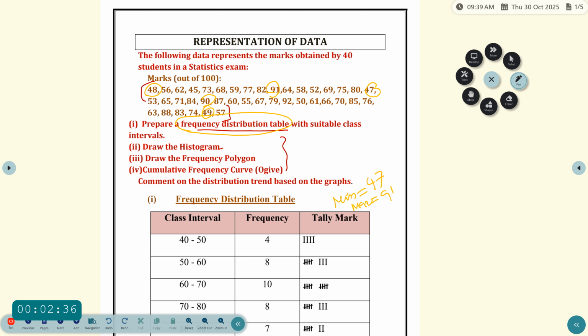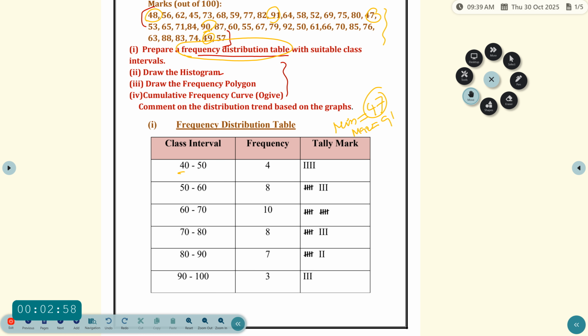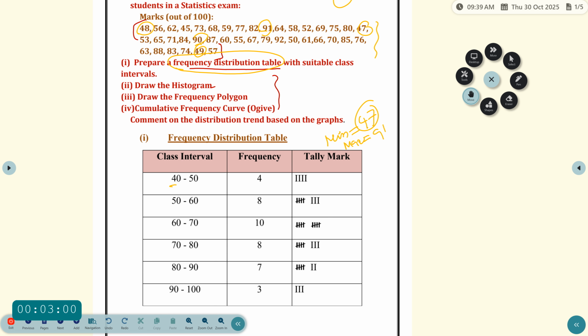So we have the minimum number and the maximum number. According to the given raw data, we have to choose a class interval. For our convenience, let us start from 40, because the minimum value is 47. Here we have only 40 data values, so let us choose the class interval as 10. Then our starting limit is 40 and the class interval is 10.